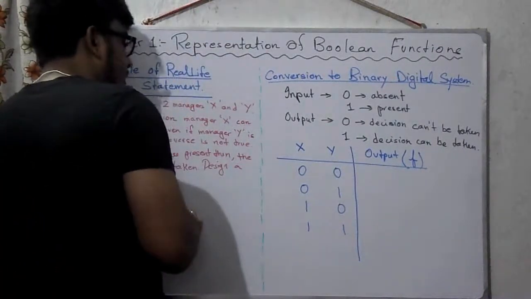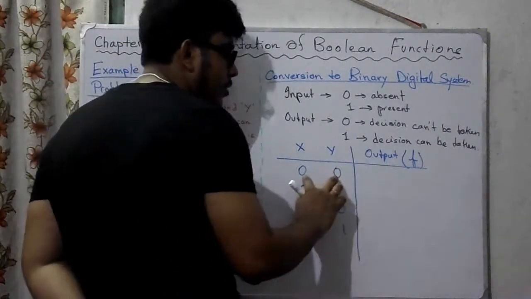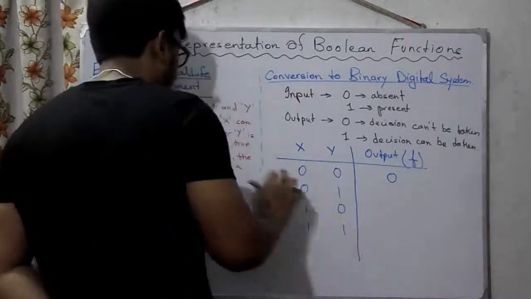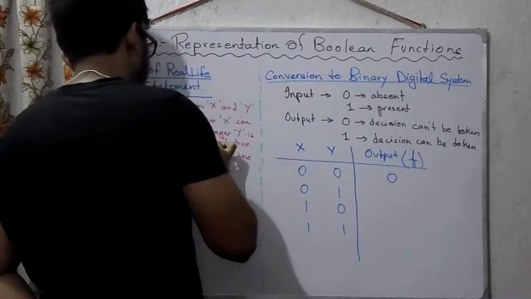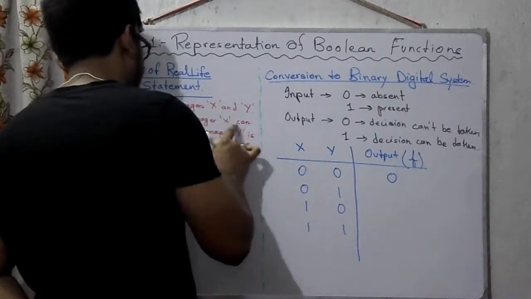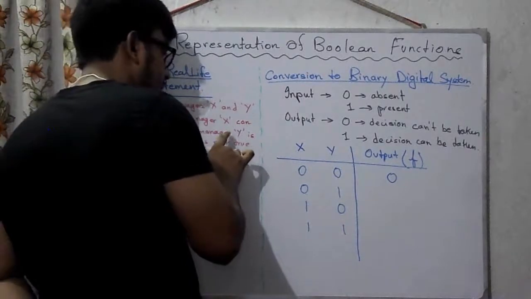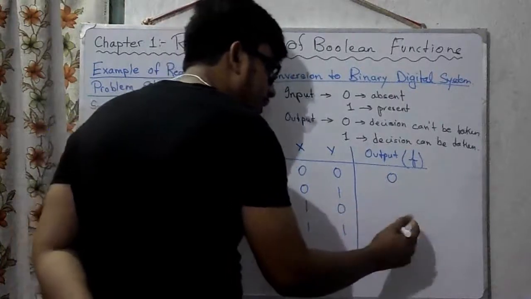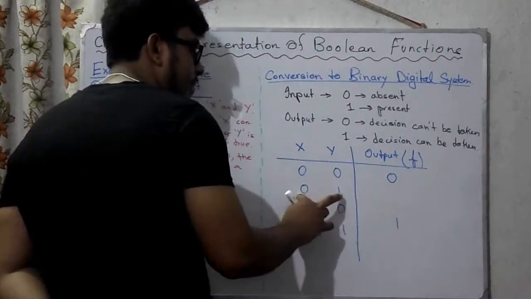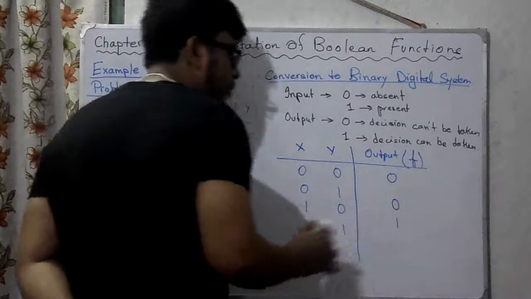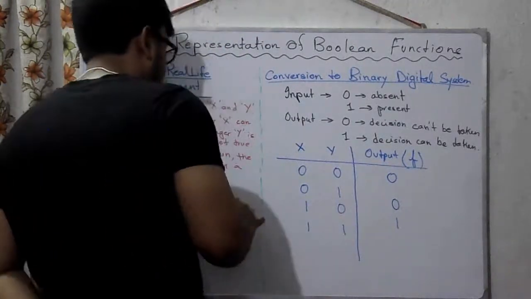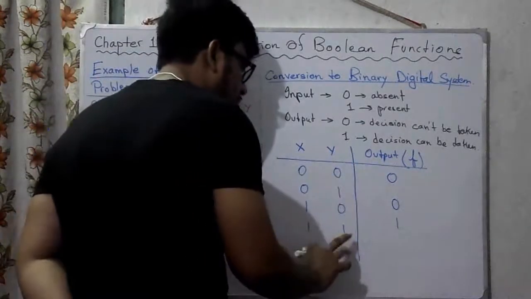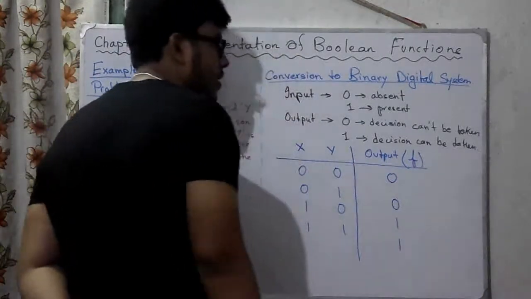Now, according to the problem statement, definitely if both the managers are absent, we cannot take the decision. Now, the statement says that manager X can take the decision even if manager Y is absent. So manager X is present, Y is absent, the decision can be taken. But the reverse, where X is absent but Y is present, is not true. So this will be represented using 0. And it has been said that if both managers are present, the decision can be taken. So both of them are present, we can take the decision.